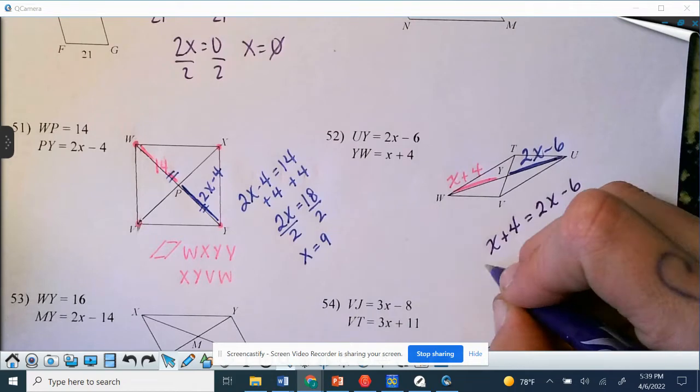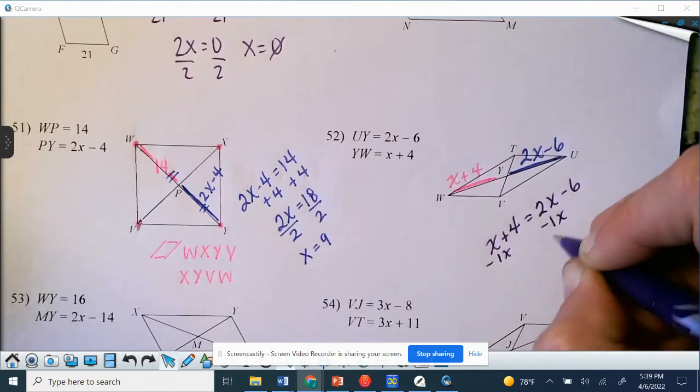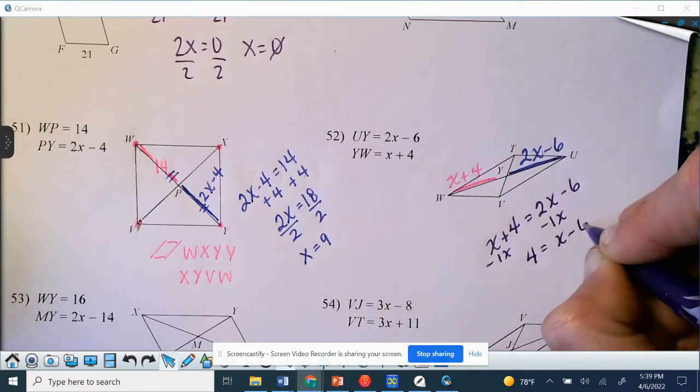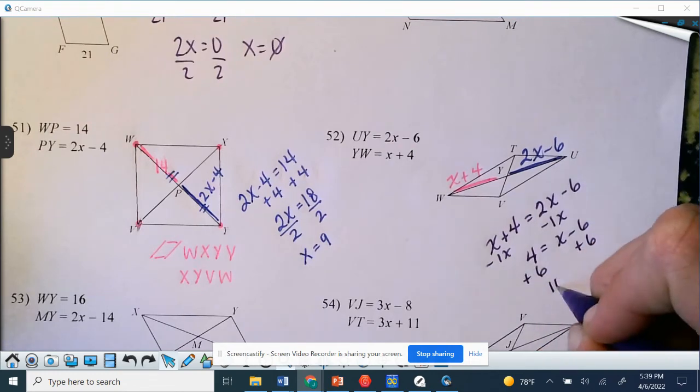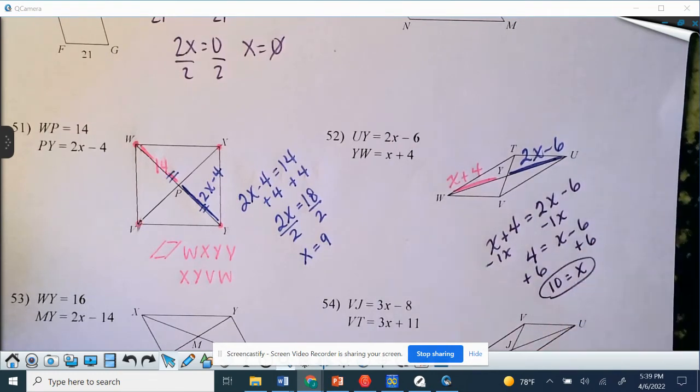So we're going to subtract 1x: 4 equals x minus 6. Add 6 because that's the inverse of subtraction. So x equals 10 in this one.